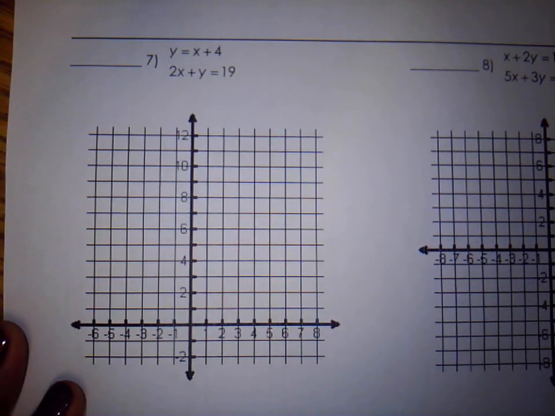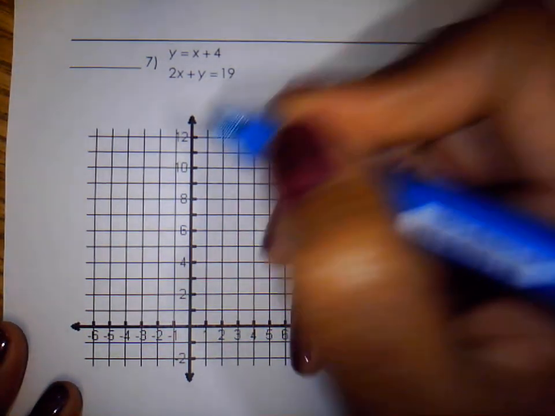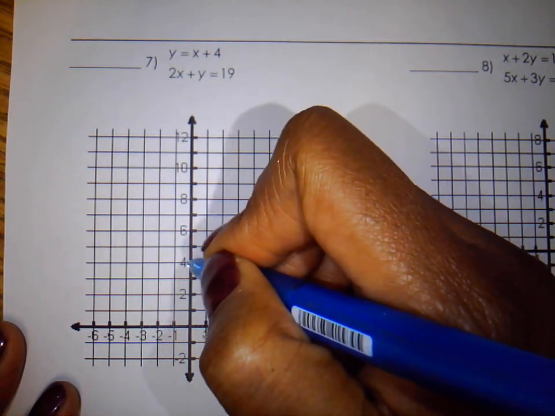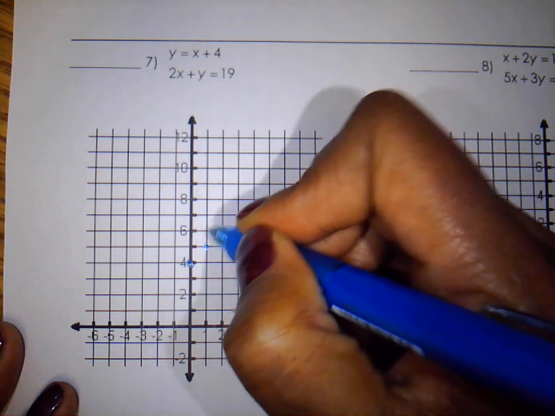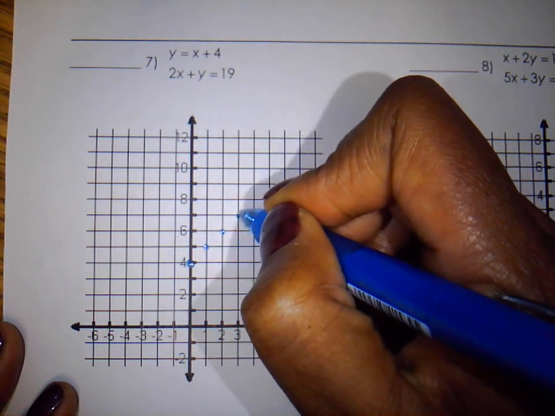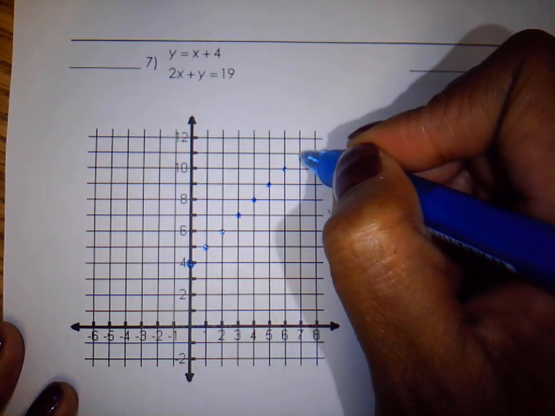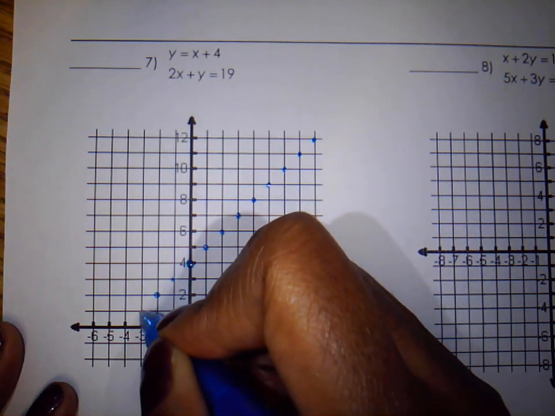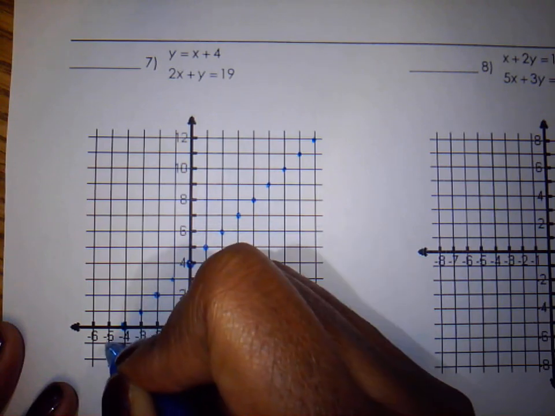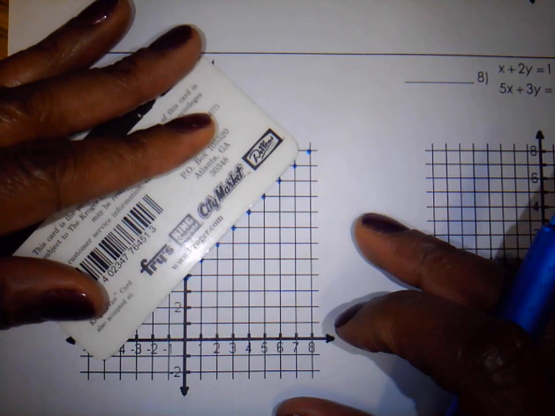Let's talk about 7, shall we? For the first equation, there isn't much to do, is it? My y-intercept is 4. I put a dot at 4. And my slope is 1 over 1, correct? Up 1 over 1, up 1 over 1. Repeat the process. I can also go down 1, back 1, right? Pull out your trusty Kroger card and connect your dots.